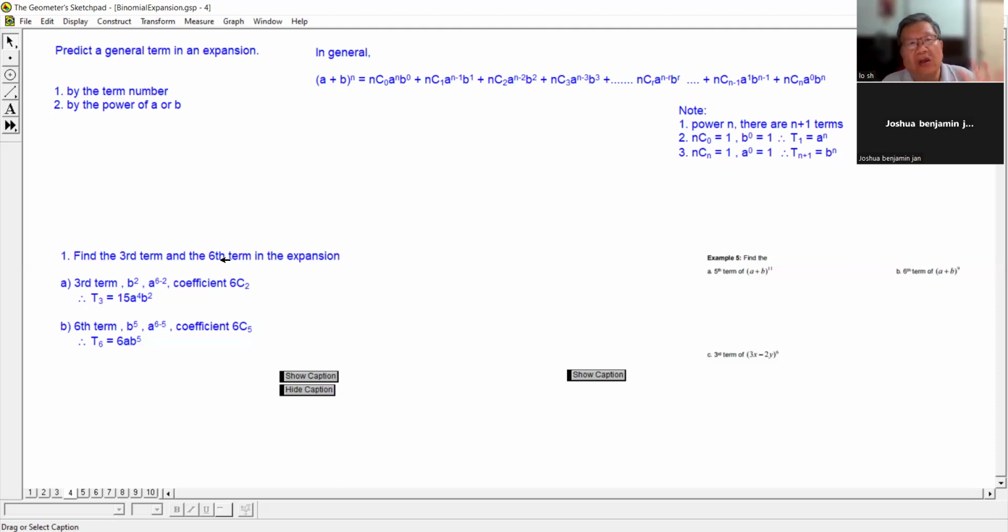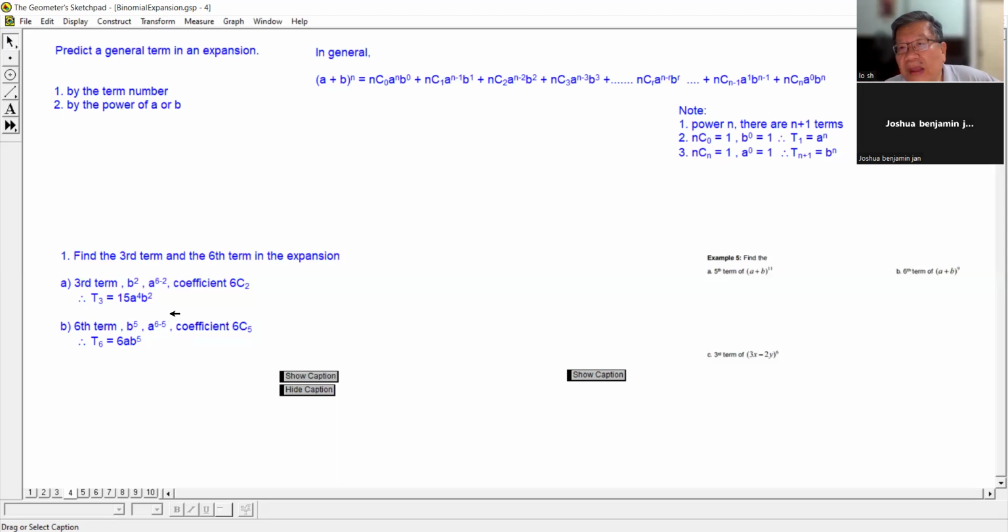The power is 6 altogether, 7 terms. So the sixth term will be the second last one. What do you think is the power of b in the sixth term? Altogether 7 terms, so 5. The sixth term goes 6C0, 6C1, 6C2, 6C3, 6C4, 6C5. Right? So it's b to the power of 5, b is raised to the power of 5.